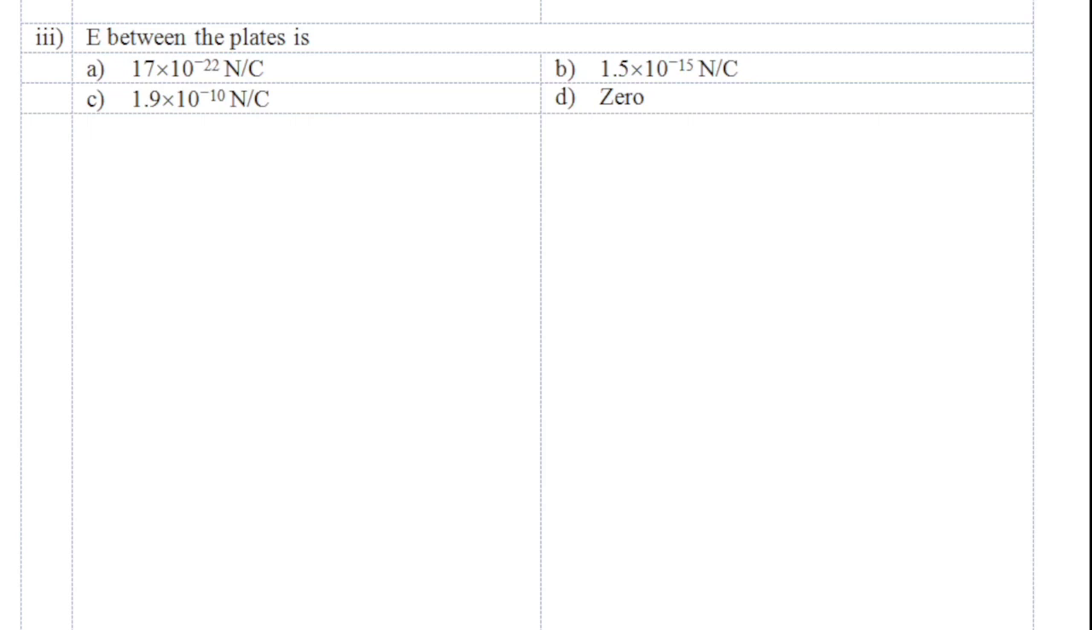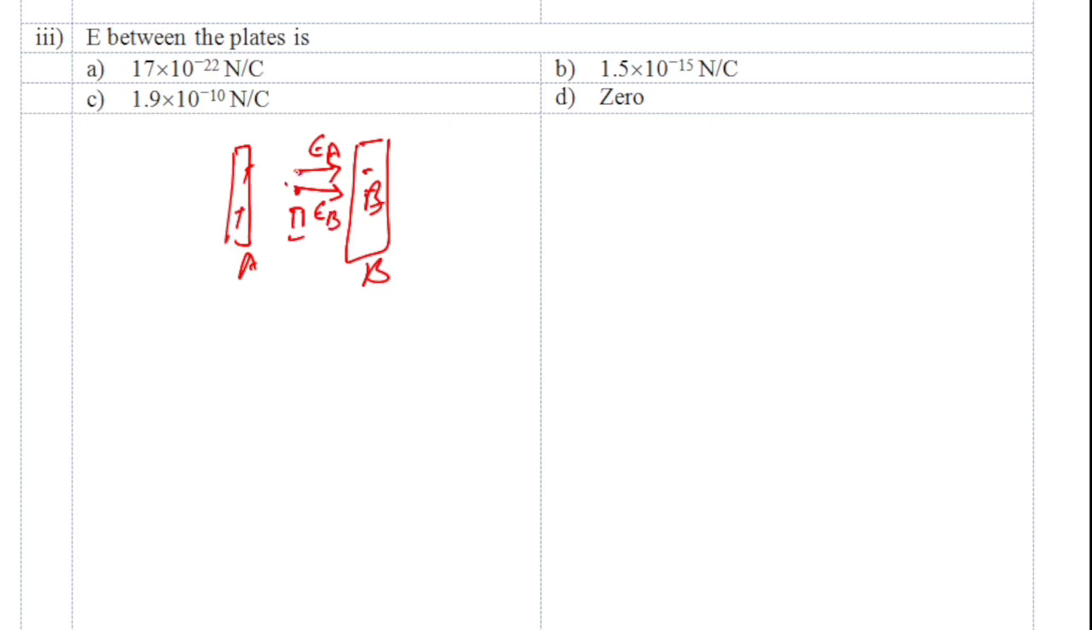One plate is positive and the other plate is negative. This is positive plate A. This one is negative plate B. And you have to find the electric field at this point, region number 2. Now you know the electric field due to this positive plate is away from the positive plate, EA in this direction, and the electric field due to plate B is also towards the negative plate.